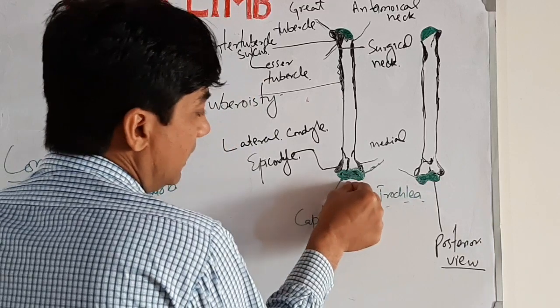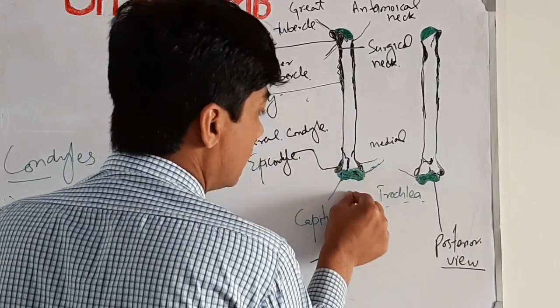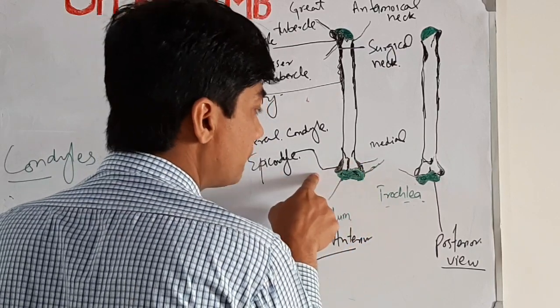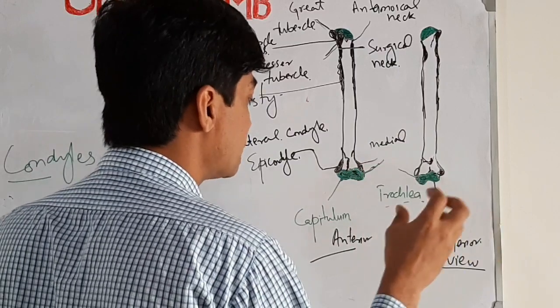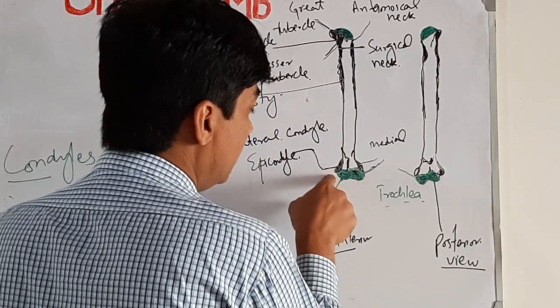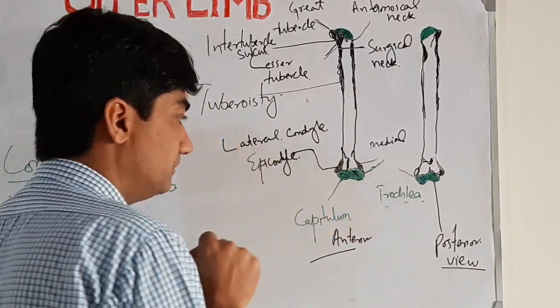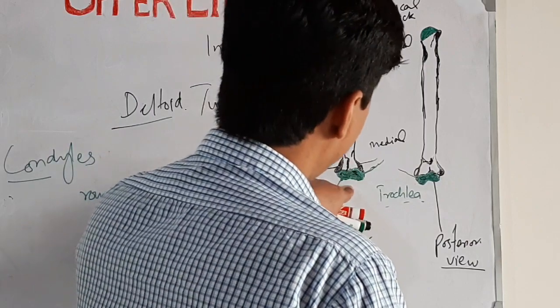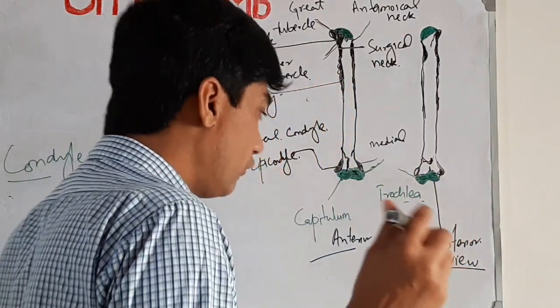Beyond the condyles, there is a bony projection just distal to the condyle, that is called the epicondyle. Epicondyle means a rough or bony projection. The medial one is called the medial epicondyle, and the lateral one is called the lateral epicondyle. This is the anterior view. And in the posterior view, there is a fossa.